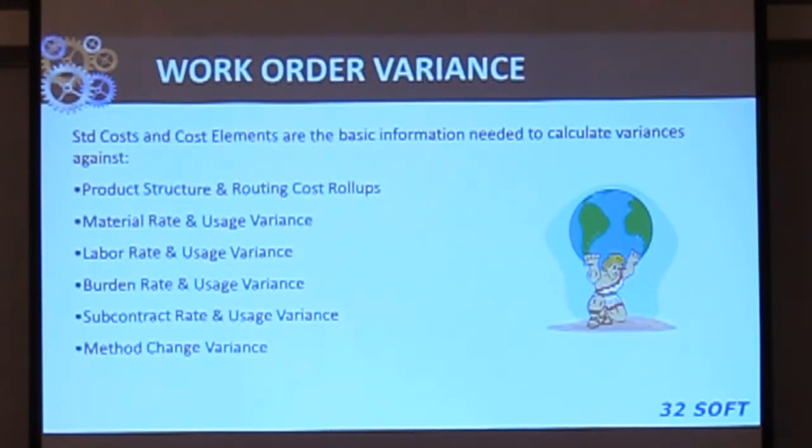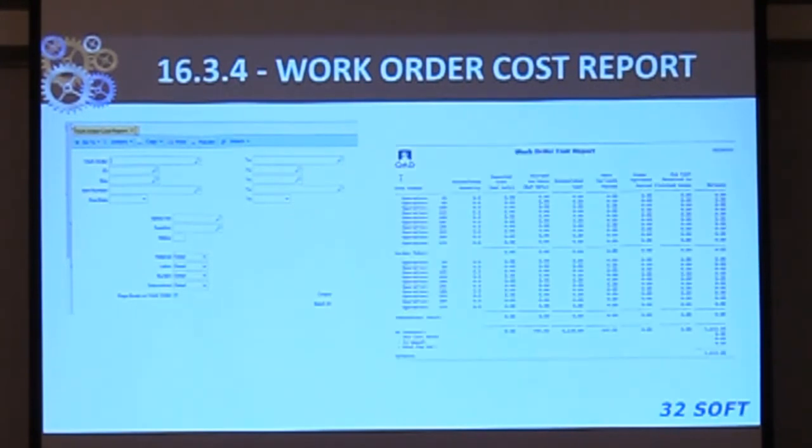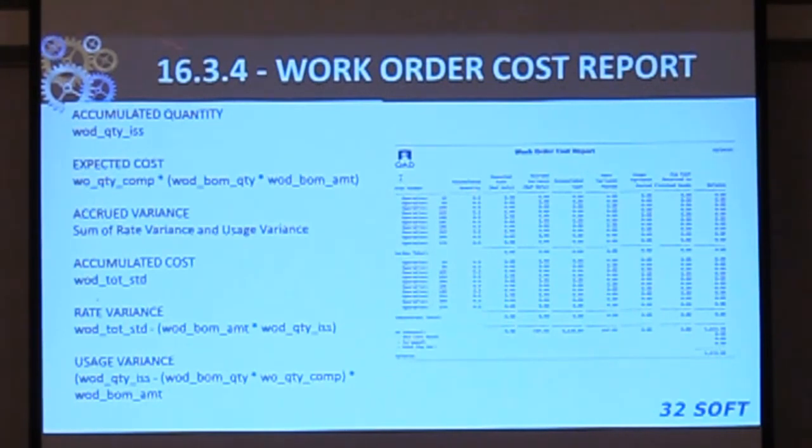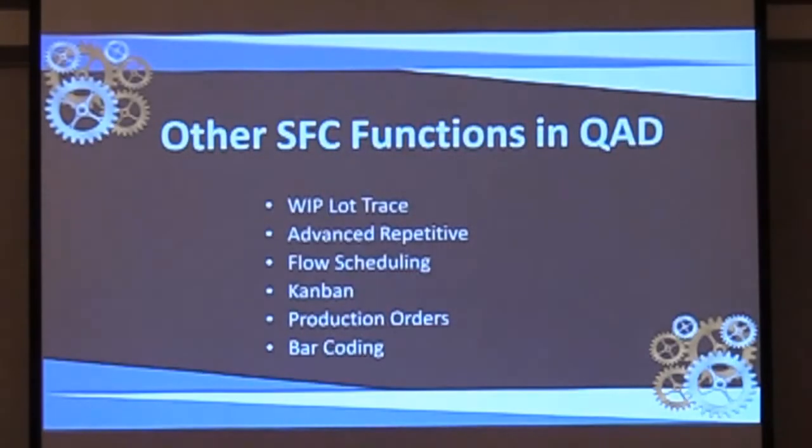And then work order variance, and I won't even attempt to go into this because it's very confusing. And you can get this in 16.3.4, work order cost report. If you look at the headings in these columns, you can see there's accumulated cost, expected cost, accrued variance, accrued cost, rate variance used to date, and then down at the bottom you've got this method change variance. So understanding those variance reports is important. The managers like this one because the print's big, so it's easy for them to read.